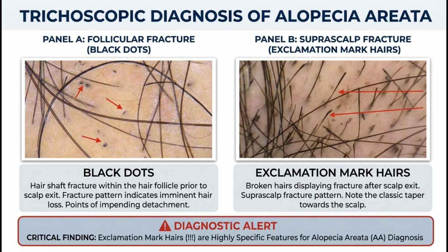So these are examples of dystrophic hair. They could be black dots, when the fracture in the affected hair shaft occurs prior to exiting the scalp, or they can be broken hairs, where the fracture occurs after exiting the scalp. Exclamation hairs come from the resemblance to an exclamation mark, and they are considered specific for alopecia areata.